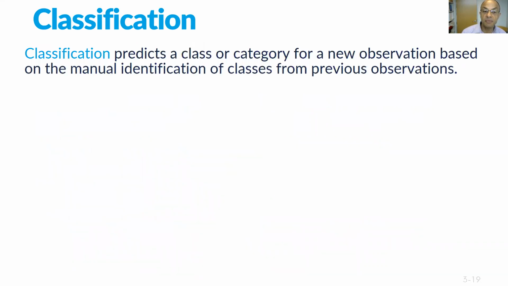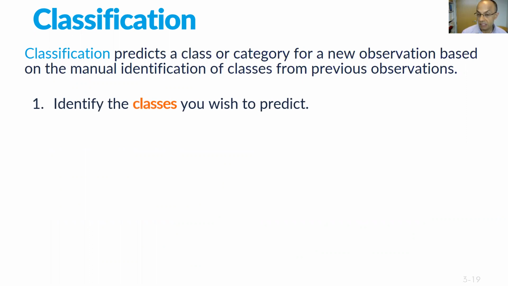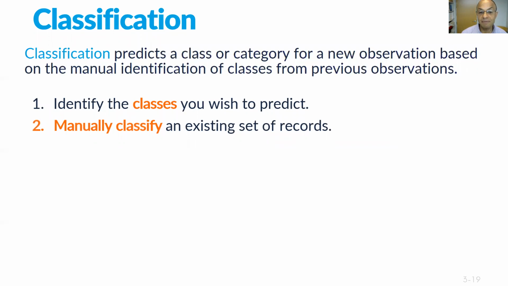The second type is classification. What do we mean by classification? Here we predict a group or a class or category for a new observation based on manual identification. So here we follow 6 steps to do the classification. First, we need to identify the classes or the categories we wish to predict. Then we need to classify the existing set of records into those classes.